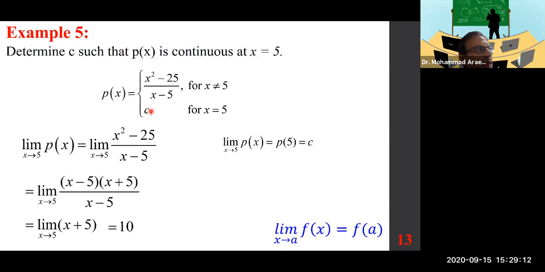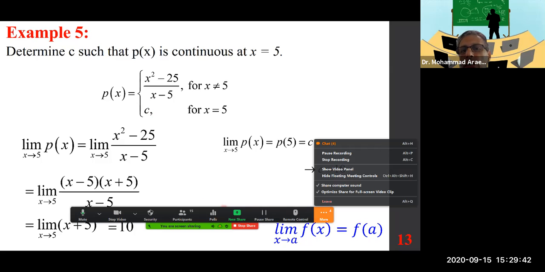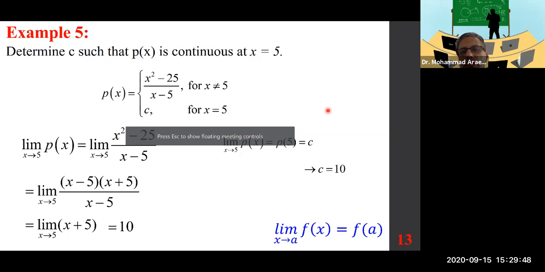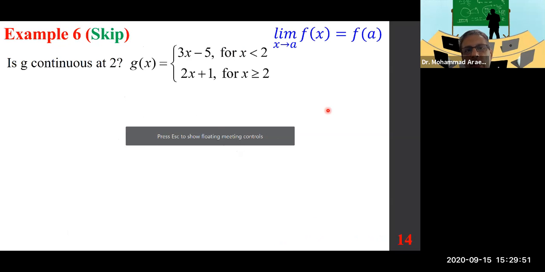Okay, I hope everybody is comfortable with that. All right. We're going to move on, class. So choose c to be 10. So you take a limit, you look at the functional value, you set them equal, and you're done. The two must be identical. So having said that, we are going to move on to the next part.